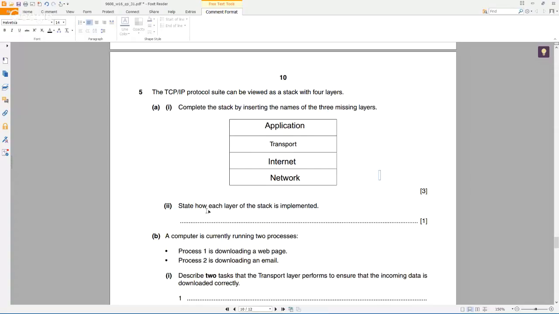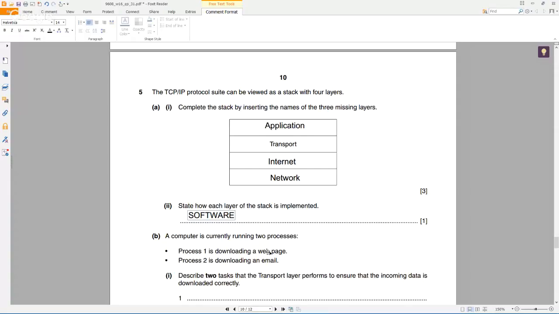And state how each of these layers is implemented. All of this is software, so there's nothing hardware here. The TCP/IP protocol suite is all software, created to allow an application to send data across the internet to another application in another location in the world. That is why the TCP/IP protocol suite was created, so the application can work as if it's communicating directly with another application, and all of the layers below are completely abstracted away.